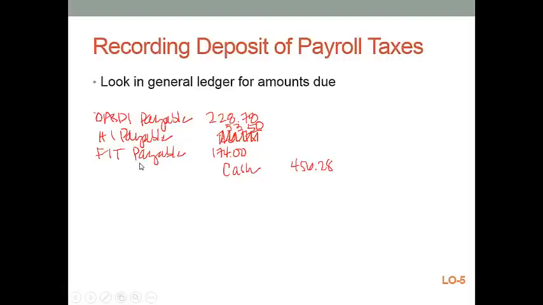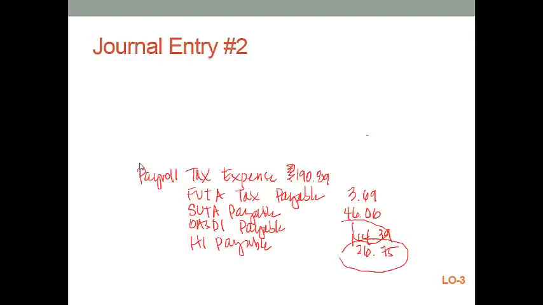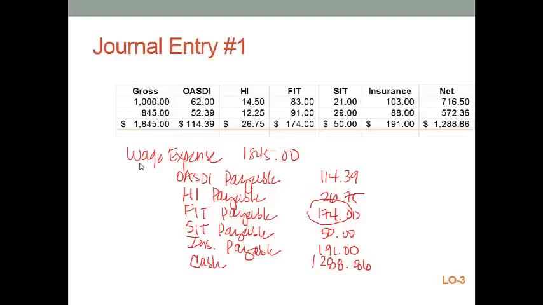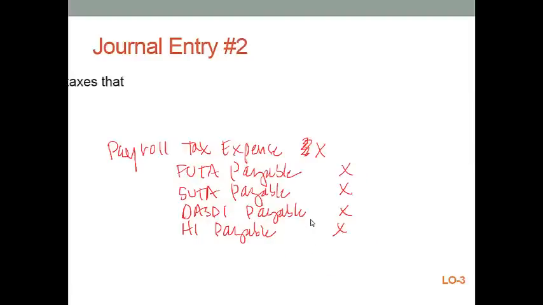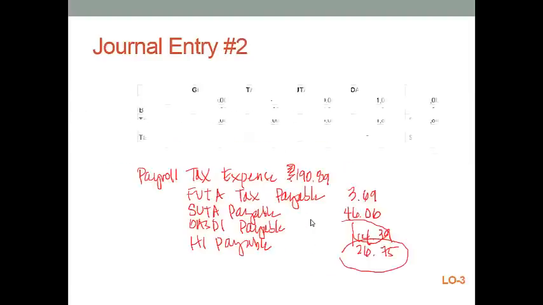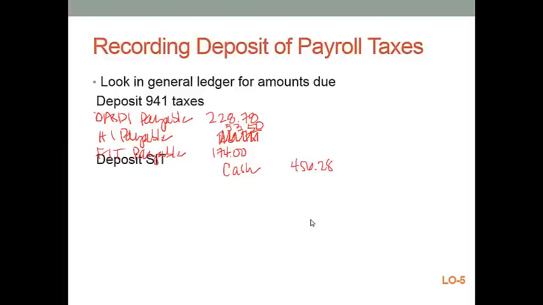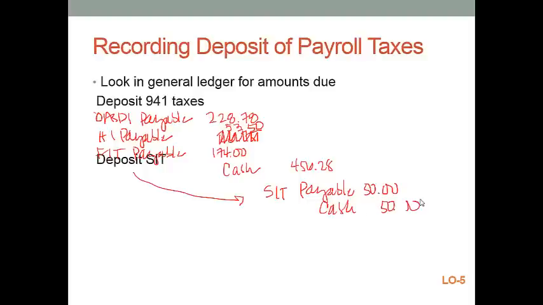Now we can deposit SIT the same way. If we look back at our employee journal entry number 1, we can see how much SIT we withheld, and you'll see here it was $50. So that's how much we need to pay to the Georgia Department of Revenue. So we go back over to our slide, and we're going to pay SIT. We're going to debit our SIT payable, take it off our books, $50, and we'll credit our cash for $50.